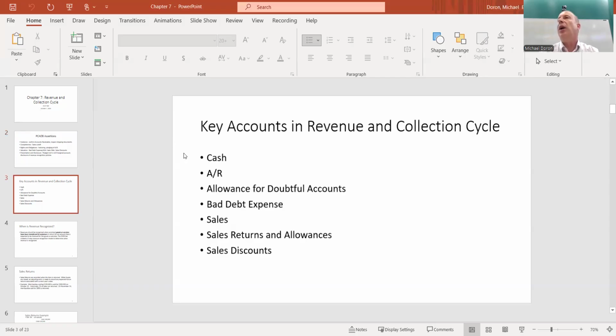Okay, you want to think about what accounts I am going to be looking at when I'm doing the revenue and collection cycle. Cash I'm going to be looking at, accounts receivable, the related accounts to accounts receivable, ADA and bad debts, sales, and the related accounts to sales, sales returns and allowances, and sales discounts. And so when you're planning out what accounts you're going to be looking at, you can make up a list. These are all the accounts I'm going to have to be looking at for this.